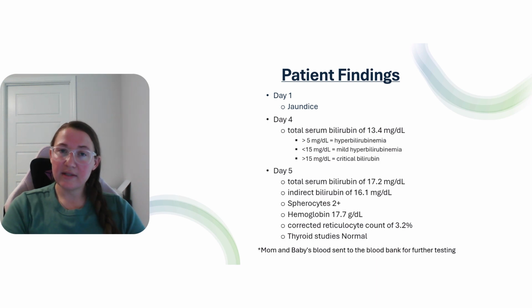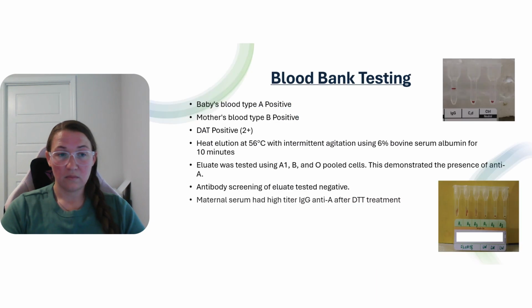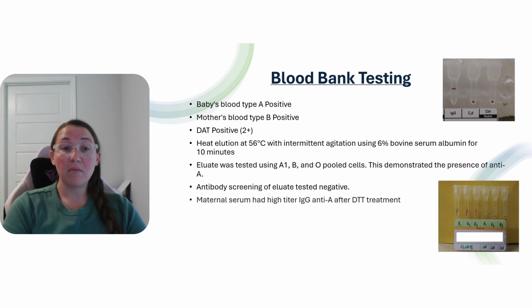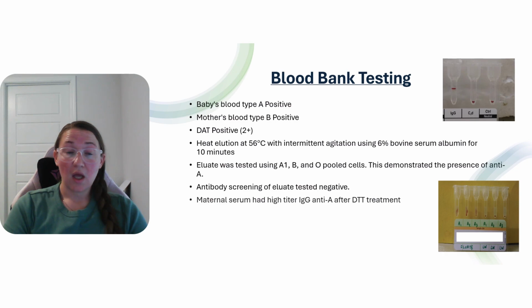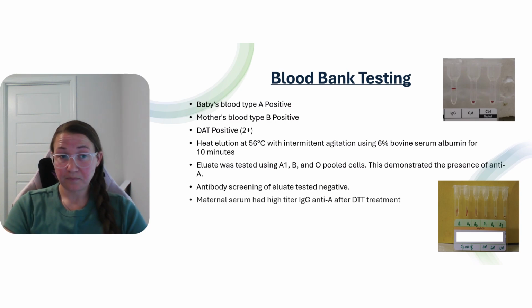So looking at these lab results, the next step was the physician ordered the mom and the baby's blood to be sent to the blood bank for further testing. Blood bank findings. The baby typed as an A positive and the mother typed as a B positive. So we do have an ABO incompatibility between mom and baby in this sense.